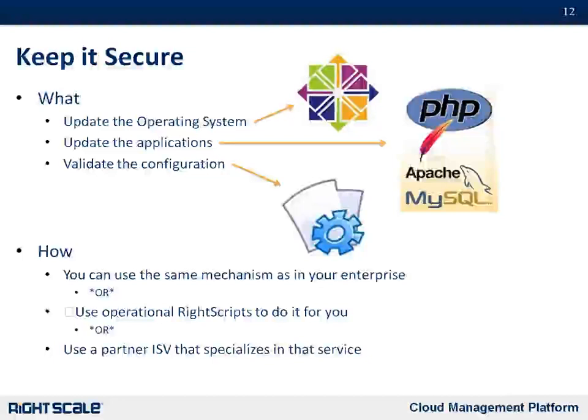So we build it secure, we keep it secure, right? How do we keep it secure? Update the operating system, update the applications, and validate configurations are what we design them to do. How can we do that? You can use the same mechanism that's in your enterprise. Do you have a Windows Update service? How do you deploy packages and do vulnerability management for all intents and purposes in your enterprise? You can use the same mechanisms, right, within the cloud in your instances, right? You can use operational RightScripts to do it, and I'll put in a plug. I wrote a blog post that actually just came up today about doing patch management within RightScale.